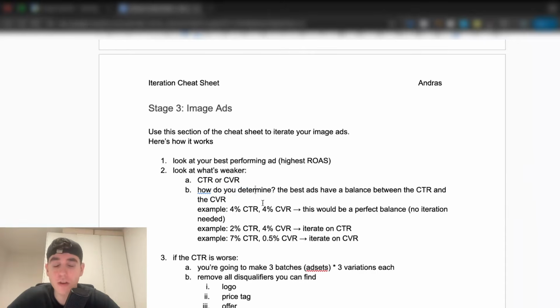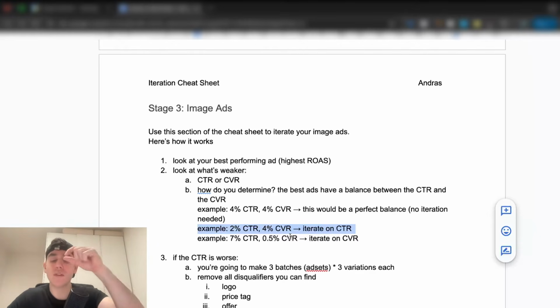How do you determine what's weaker? I'll give you an example. The best ads always have a balance between the CTR and the conversion rate. Example, 4% CTR, 4% conversion rate. This would be a perfect balance, meaning no iteration needed. Other example, 2% CTR, 4% conversion rate. Now we have to iterate on the CTR. There's a lot that we can give up of the conversion rate for a better CTR. And the overall ROAS would be better if we got the CTR up to 3% and the conversion rate down to 3%, if we gave up a little bit for the CTR.